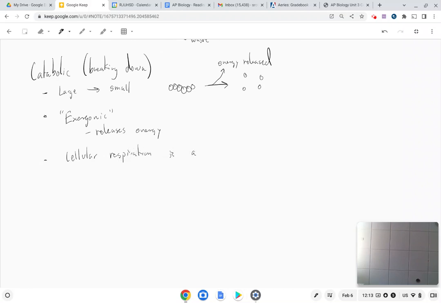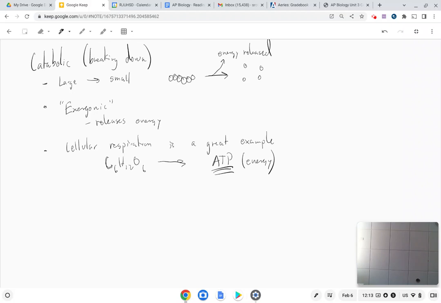Is a great example. Right, and that's where you're going. You start with C6H12O6. It gets broken down, and you release a whole bunch of ATP energy. So catabolic reaction. So you can probably guess what the other one is. Anabolic. Oh, actually, I forgot to show you guys.